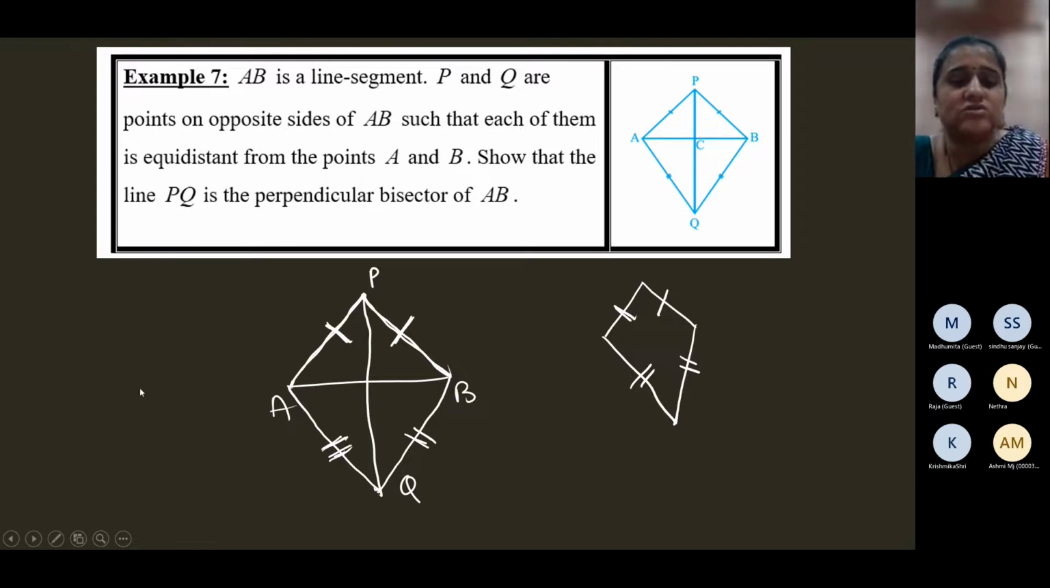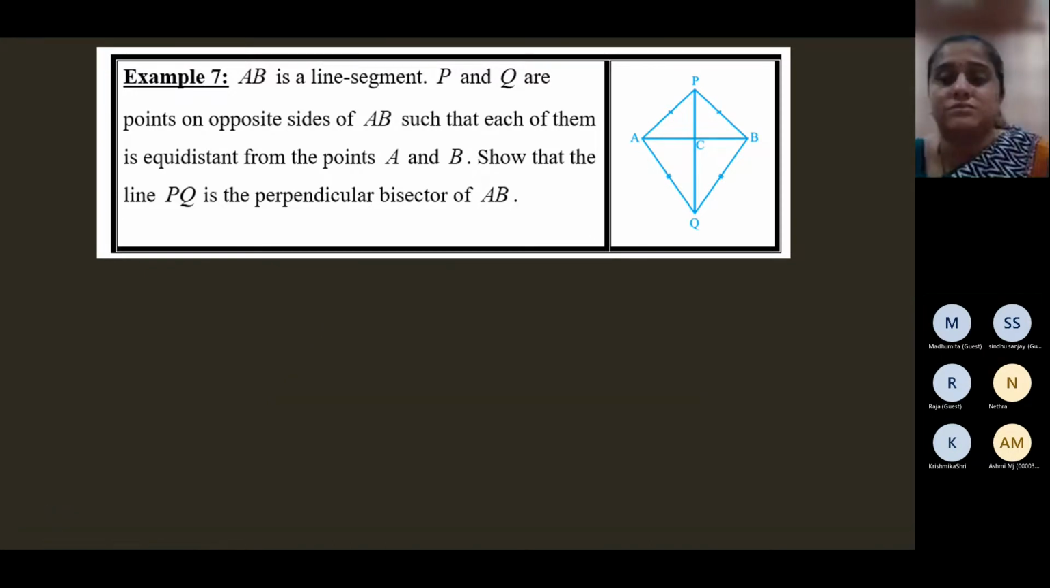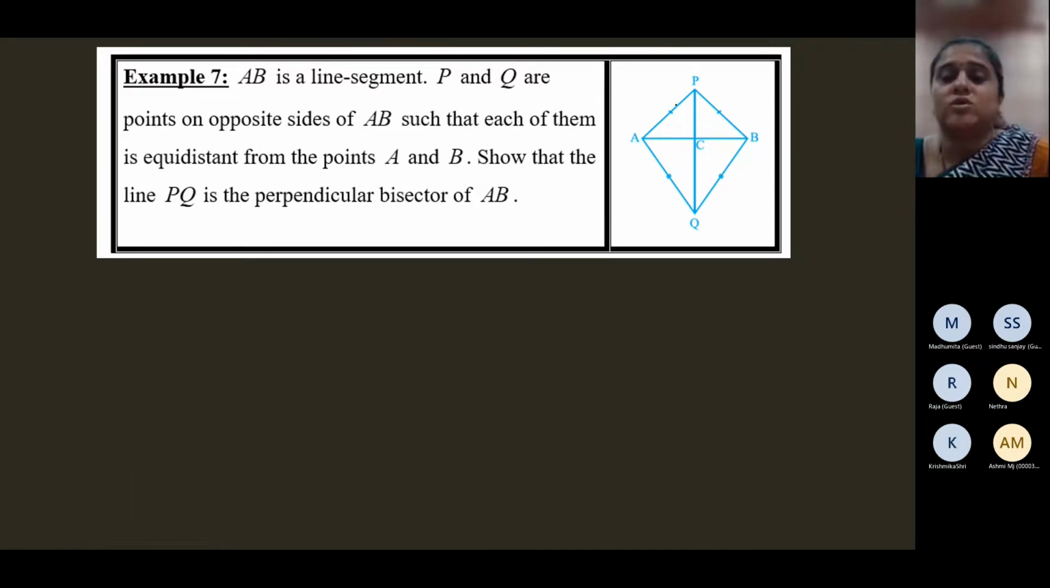So that's what it is here, children. Now we have to prove that the longer diagonal PQ is the perpendicular bisector of the smaller diagonal AB. So you need to prove that the diagonals are perpendicular to each other, and the longer diagonal bisects the smaller diagonal. That's all it is. So you're proving the properties of a kite here. Very, very simple proof. See here, you know that this side is equal to this side. This side is equal to this side.